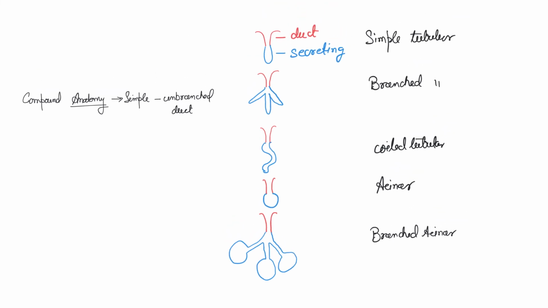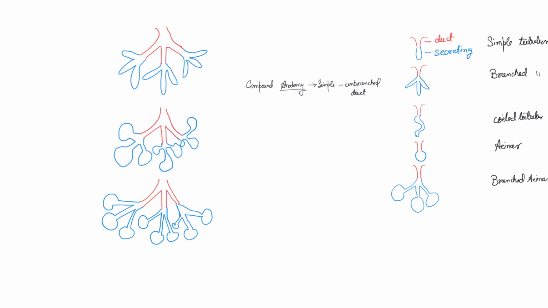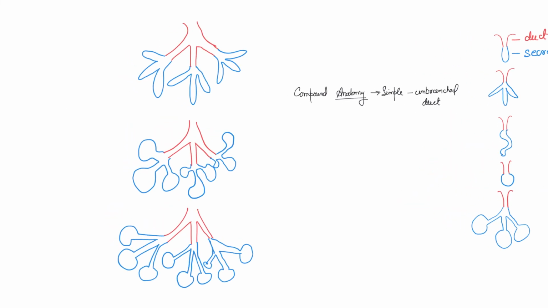So what's the other category? You'll have branches even in the duct. So let us try to see them. Now talking about compound glands, they have branches in the duct. As you can see, in each of these types you have branches in the duct, but now you can get the vibe of what all of these are. So this is compound tubular.